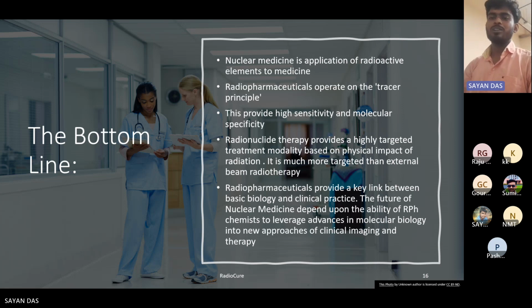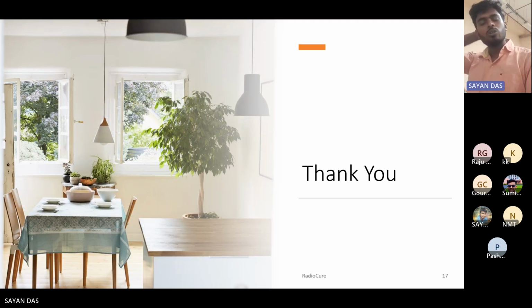Whenever molecular biology develops, the radiopharmaceutical chemists and scientists will target much more specifically using molecular biology knowledge. Then the radiopharmaceutical field will grow and be much more specific. That is how we can get much more specific clinical images and much more specific therapy. So this is how we can utilize nuclear medicine. We can use radionuclides to help people live better, healthier lives.